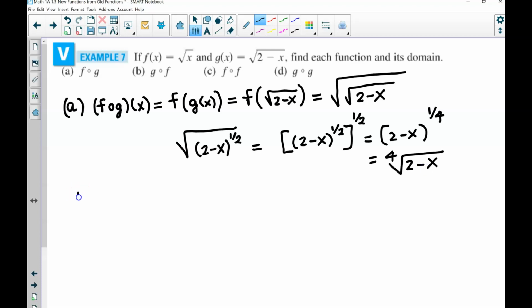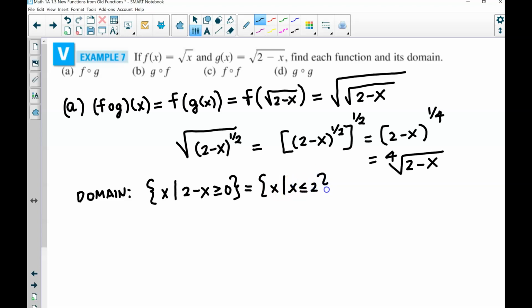Now, what we would say now is that the domain of this function would be x such that 2 minus x is greater than or equal to 0, which would then mean that x such that x would have to be less than or equal to 2, which is also, in interval notation, from negative infinity to 2 with a bracket.